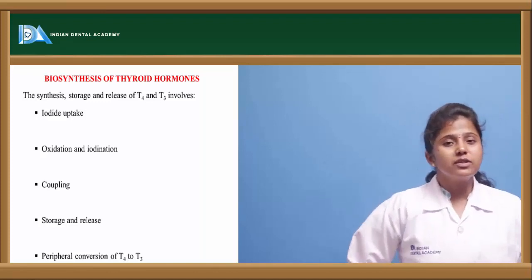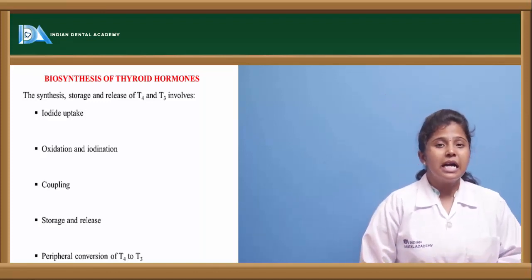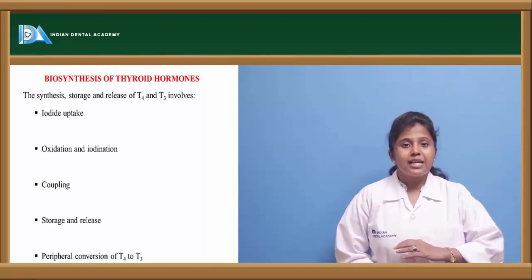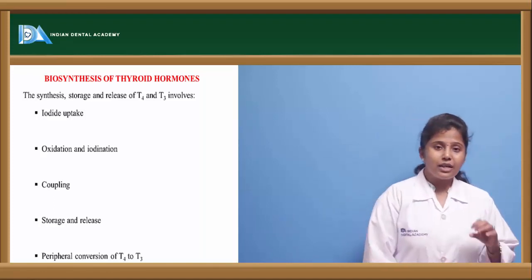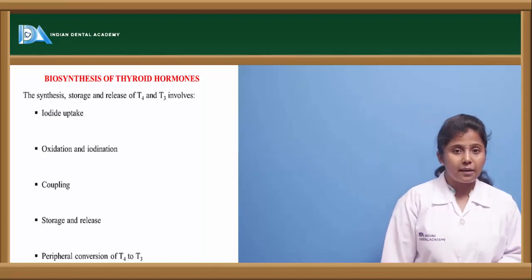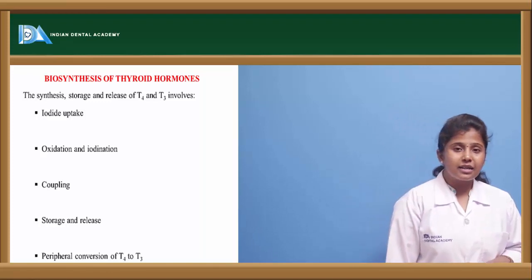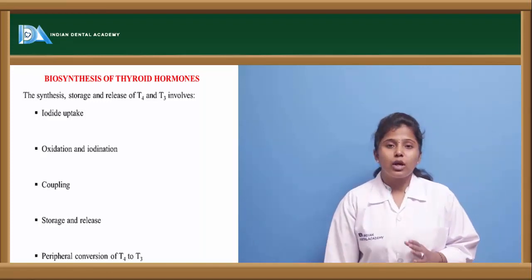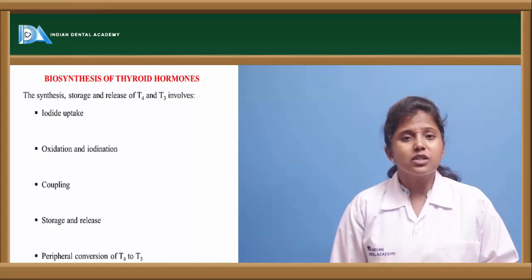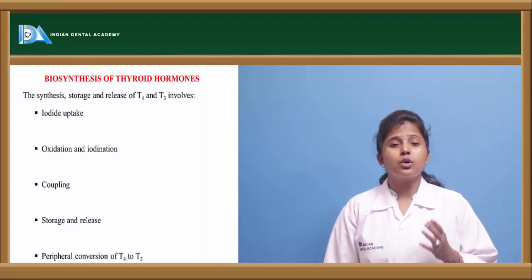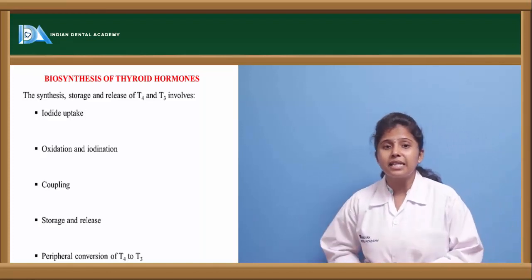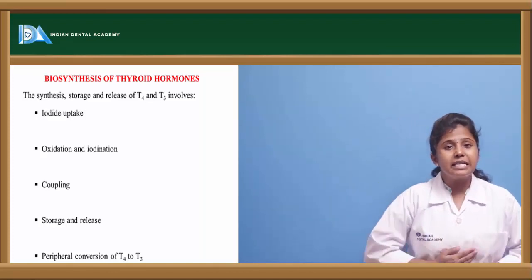Now let us see the biosynthesis of thyroid hormones. How are thyroid hormones synthesized in the body? They are synthesized by various steps: iodine uptake, oxidation and iodination, coupling, storage and release, and peripheral conversion of T4 to T3. The food we take contains about 30 to 50 grams of iodine. Out of this, 1/5 of the iodine is present in the thyroid hormone itself, and the remaining is taken up from the food.